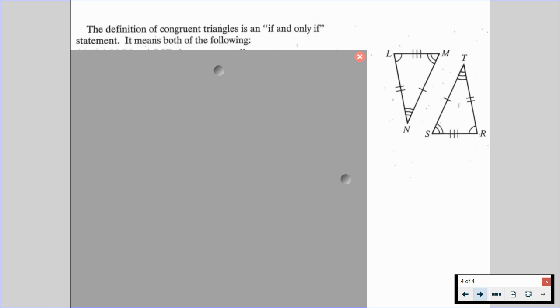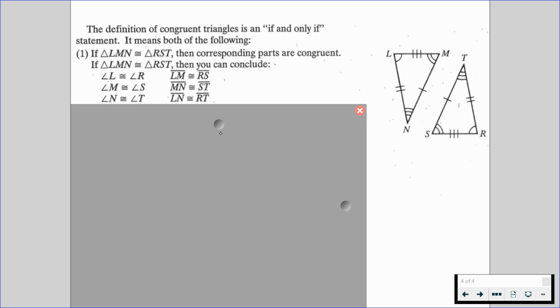So the definition of congruent triangles is technically an if and only if statement. It means both of the following. If triangle LMN is congruent to triangle RST, then corresponding parts are going to be congruent. If triangle LMN is congruent to triangle RST, then you can conclude the following. Angle L is congruent to angle R, angle M is congruent to angle S, angle N is congruent to angle T, segment LM is congruent to segment RS, segment MN is congruent to segment ST, segment LN is congruent to segment RT. So that's the first.